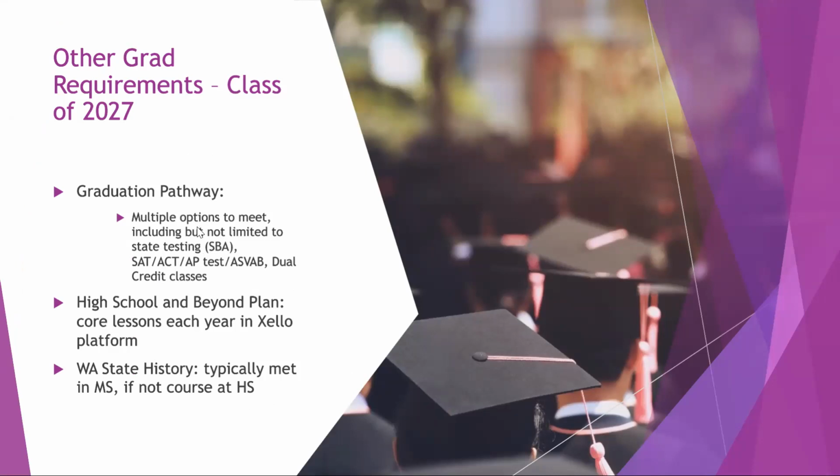We work with our students in their junior year to make sure that they have a way to meet this graduation pathway. Each year, students also have to work on their high school and beyond plan. There are lessons in a program called Cello that your student has actually already started. They started that in 7th grade and in 8th grade in their middle school. And then Washington State history. If your student was here last year in 7th grade, they likely met this credit by passing their social studies class. But if they were not here or didn't pass the course, we do have a high school course available.